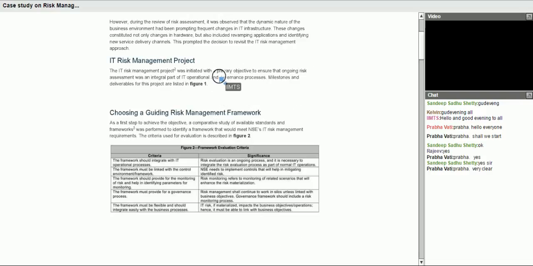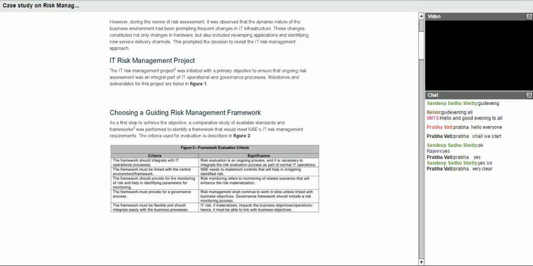So, the IT risk management project was initiated with a primary objective to ensure that ongoing risk assessment was an integral part of IT operational and governance process. Milestones and deliverables for this project are listed in figure 1.